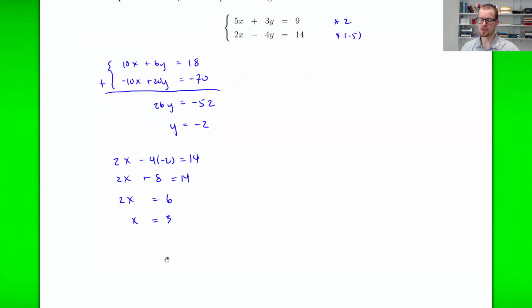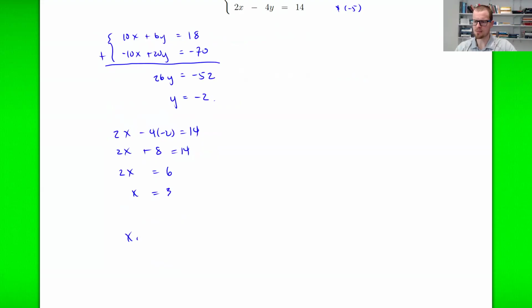This gives us a solution of x comma y is 3 comma negative 2. Excellent.